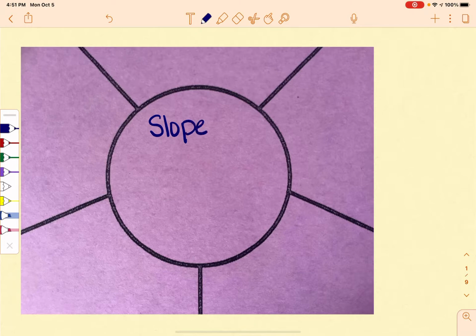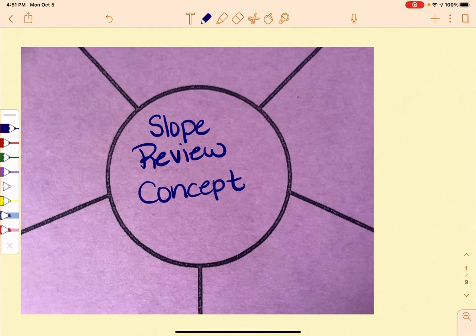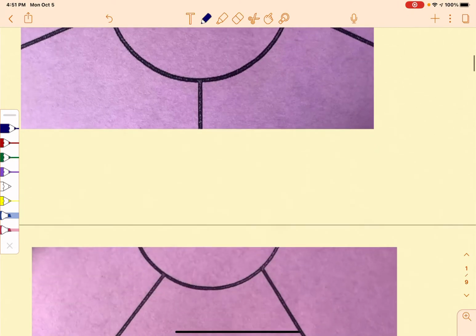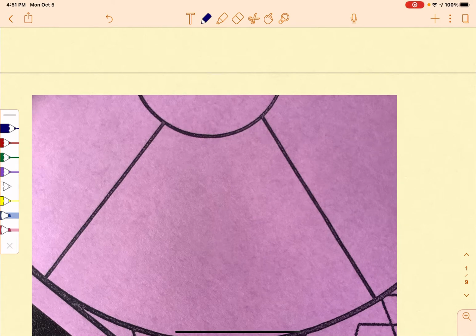So this is going to be slope review concepts. Now, we're going to do a little bit of everything with slope. There are lots of ways to calculate it, and we're going to work on that today, just to get those back in the front of your mind. So first of all, let's talk about some big ideas.